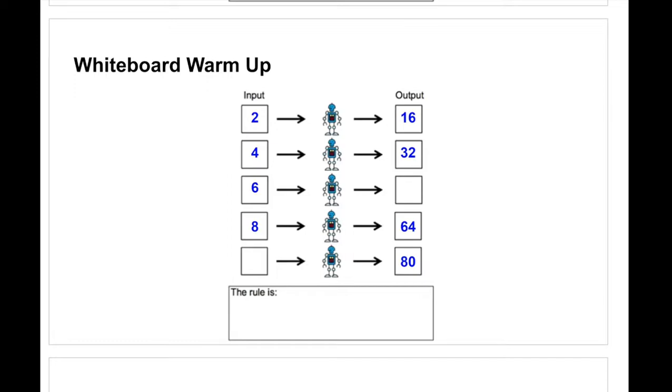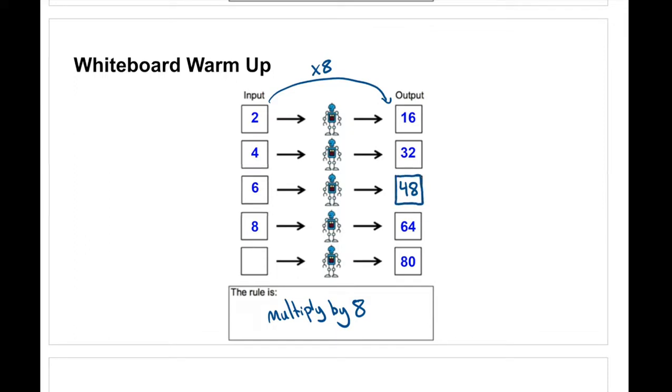But again, if you take some time to think about it, you should find that the rule is multiply by 8. So if we're going from the input to the output, 2 times 8 is 16, 4 times 8 is 32. We can now fill in this box because 6 times 8 is 48. So we can fill in our box here.